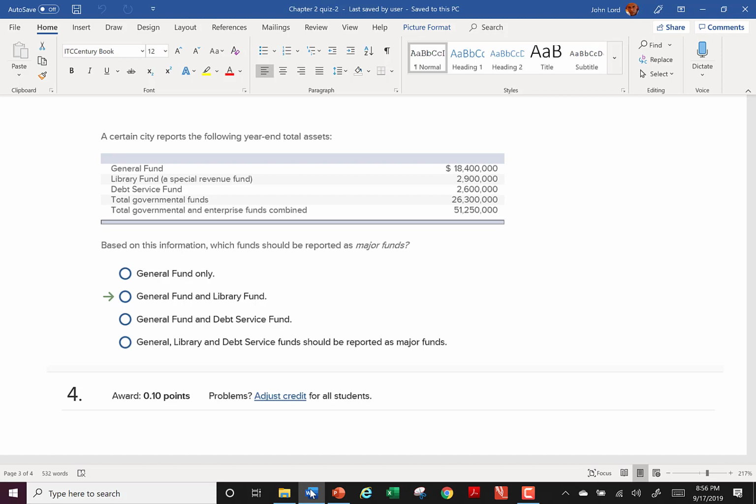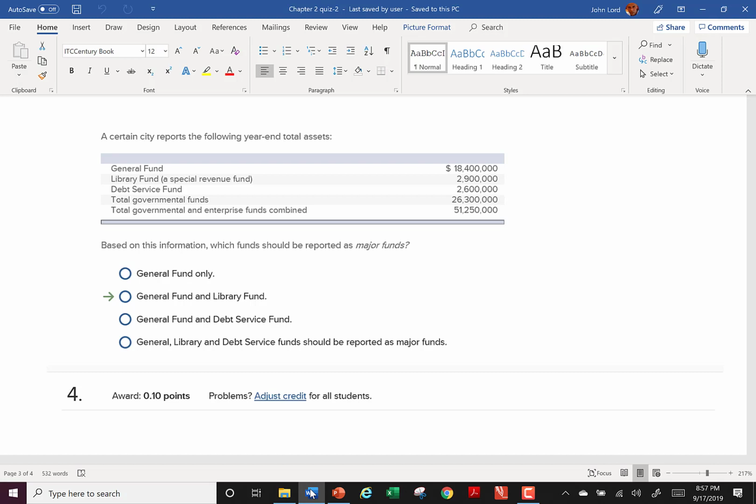I'll put L here for the library. It's passing the 10% test. Is it passing the 5% test? Yes, it is. Library fund passed both tests, so it is a major fund, isn't it? Got to pass both tests. Okay, good. How about the debt service fund? Debt service fund is not passing the 10% test. It's out. Got to pass both tests, and it didn't even pass the first one, right? Yep. Okay. Thus, the general fund and library fund is the answer here.